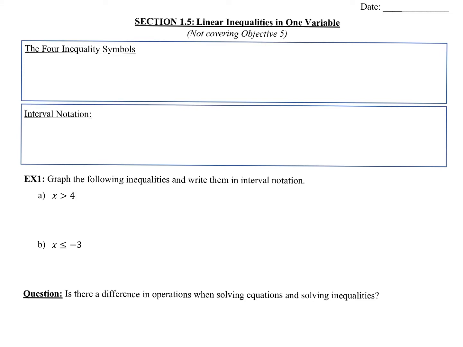Alright, welcome to section 1.5, linear inequalities in one variable, and we are not covering objective 5. Okay, so we have 4 inequality symbols. Let's take a look at what they have.